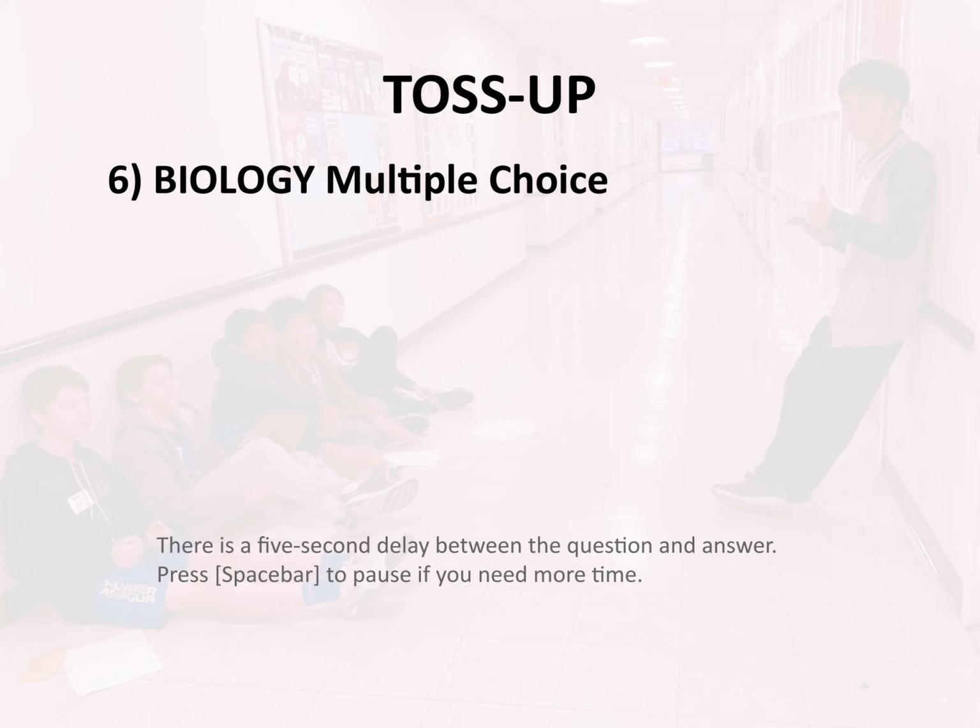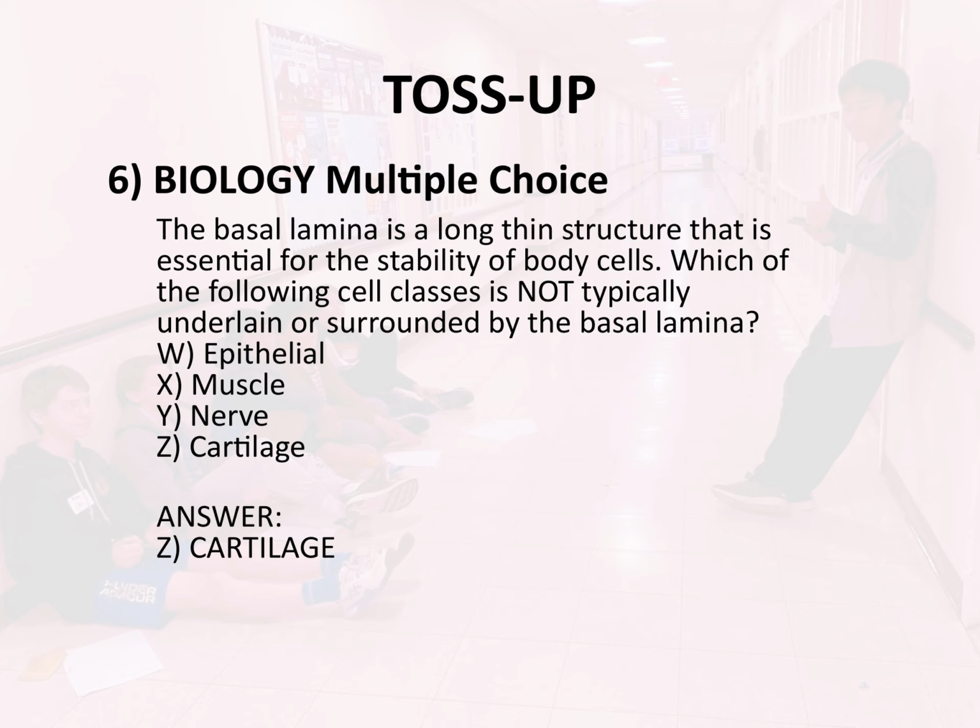Toss-up 6. Biology. Multiple choice. The basal lamina is a long thin structure that is essential for the stability of body cells. Which of the following cell classes is not typically underlain or surrounded by the basal lamina? W. Epithelial. X. Muscle. Y. Nerve. Z. Cartilage. Answer. Z. Cartilage.